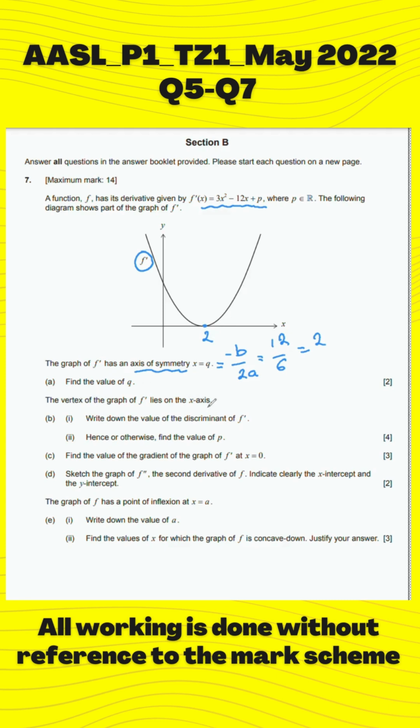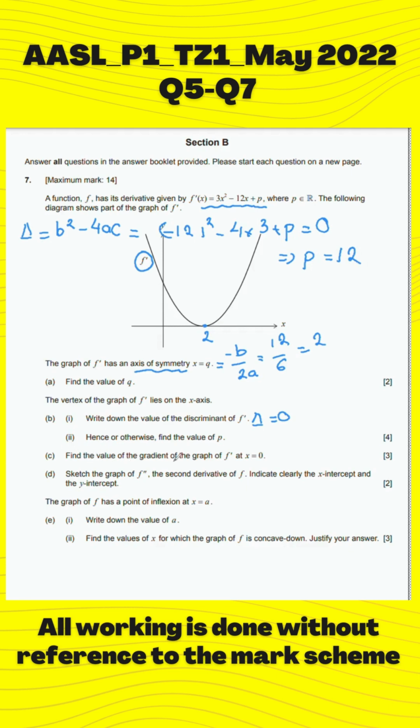Okay, the vertex is on the x-axis. That means only one root. So the discriminant is 0. And we use that information to find p. So the discriminant will be b squared minus 4ac, which is negative 12 squared minus 4 times 3 times p equals 0. So we have p equal to 12.